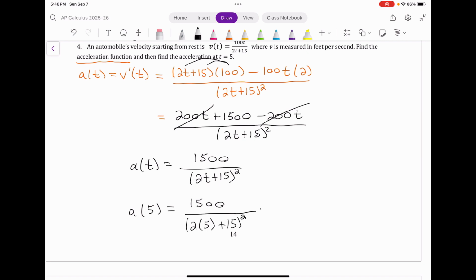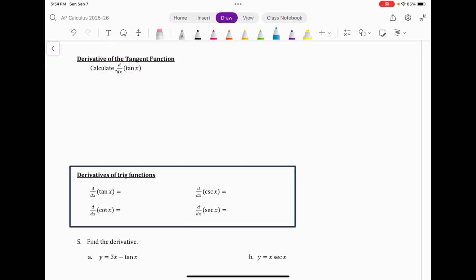So this equals 1,500 over 625, right? 25 squared. And this is 2.4. And then the correct unit. Since it's acceleration, feet per second squared.